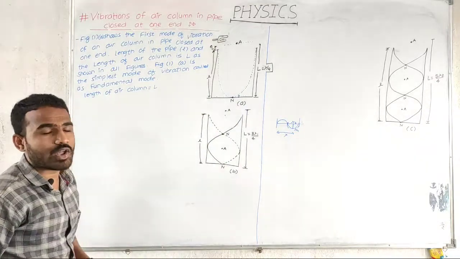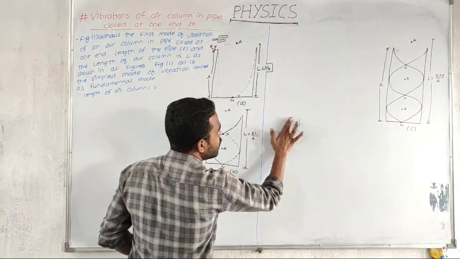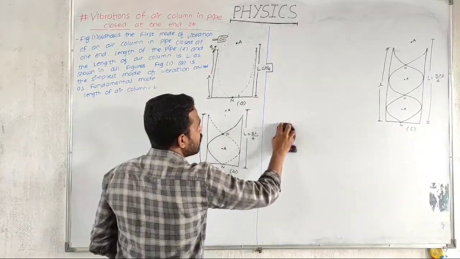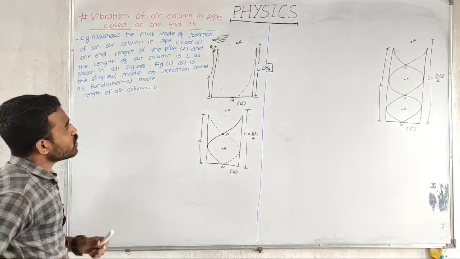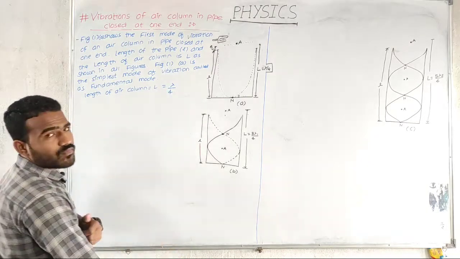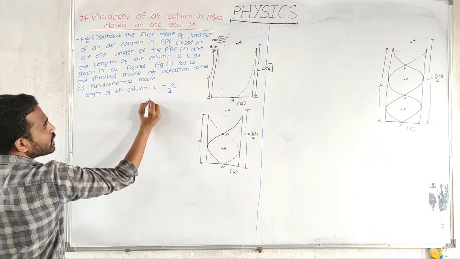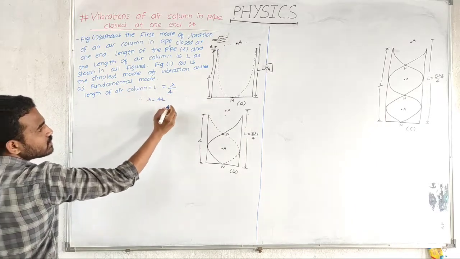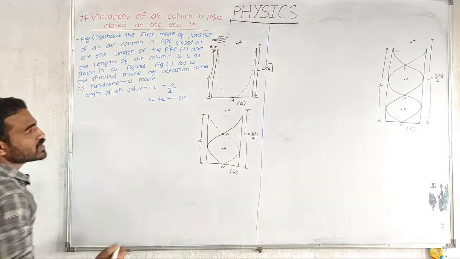This is the length of the air column in a pipe. So the length of the air column in this pipe is L, and L is equal to lambda by 4. Therefore lambda is equal to 4L. Let us consider this is equation number 1.